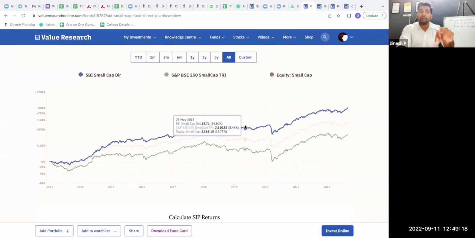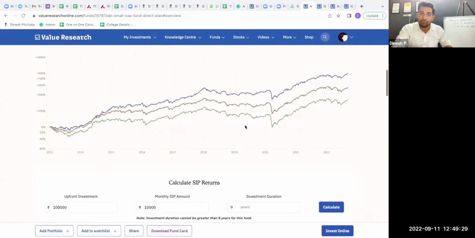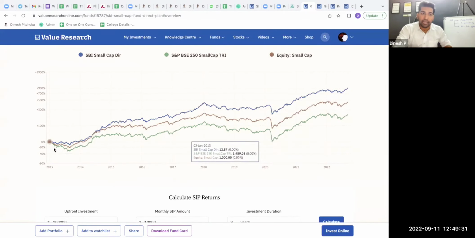Why? Because we are going for a small cap, and we are taking that risk. For that risk, we expect good return. I don't want anything below the benchmark. We want to be above the benchmark. In this case, it is perfect. And that too, from the time it has been started, it's doing better than the benchmark.